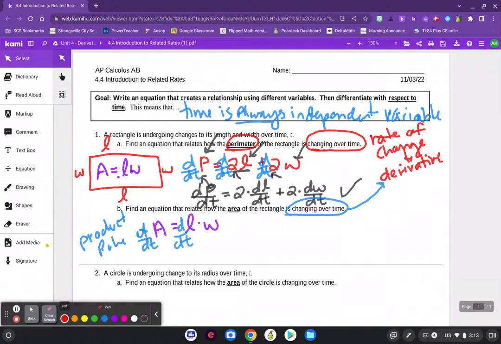The derivative of A, where A is a different variable than my independent variable, is just dA dt, or A prime, but I strongly encourage dA dt since t does not show up in my purple equation. And then this is where I have to do the product rule. The derivative of L would be dL dt times the second function W, plus the derivative of W, which is dW dt, times the first function L. And that's it. That's all I can do.